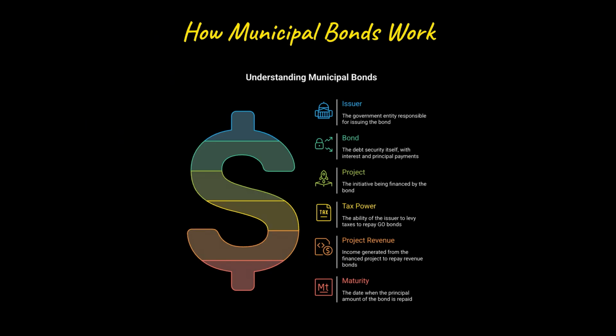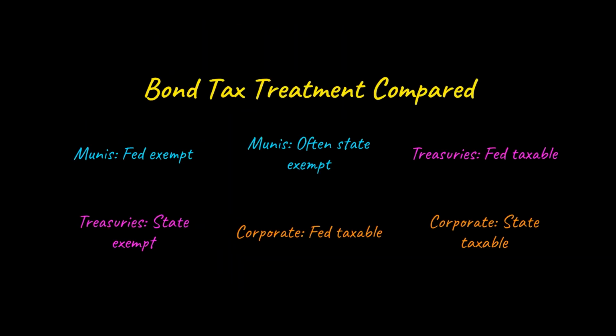General obligation bonds rely on the government's taxing power, while revenue bonds are repaid from the income generated by the financed project itself. The tax treatment across bond categories is not uniform.